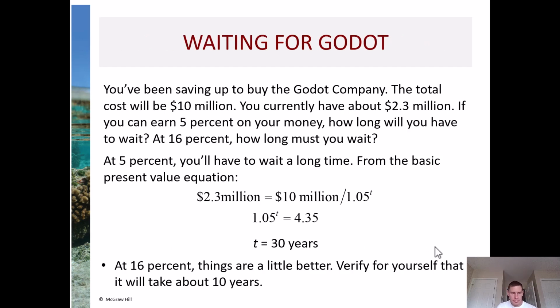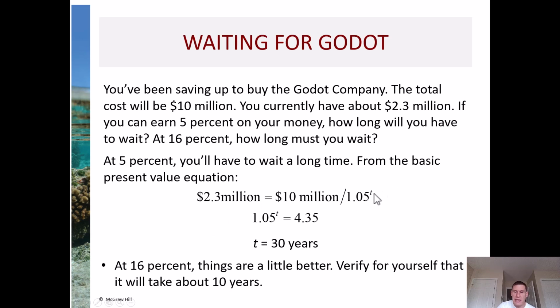Okay, last example. You've been saving up to buy the Godot company. The total cost is 10 million. You currently have about 2.3 million. If you can earn 5% on your money, how long will you have to wait? And at 16%, how long must you wait? At 5%, you'll have to wait a very long time. From the basic equation, 2.3 million times 1.05 to the power of t equals 10 million.